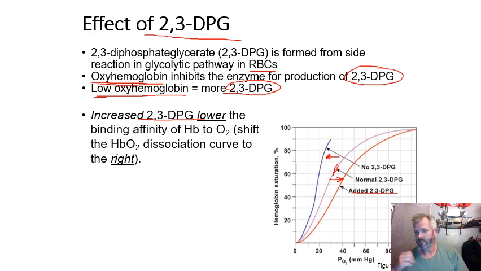Right shift is going to say, hey, unload. Hemoglobin's going to have a lower affinity for oxygen and be more willing to unload it. When there's a left shift, hemoglobin is going to want to bind more tightly to oxygen and is not going to want to unload it. It's going to have a higher affinity, less likely to unload the oxygen.